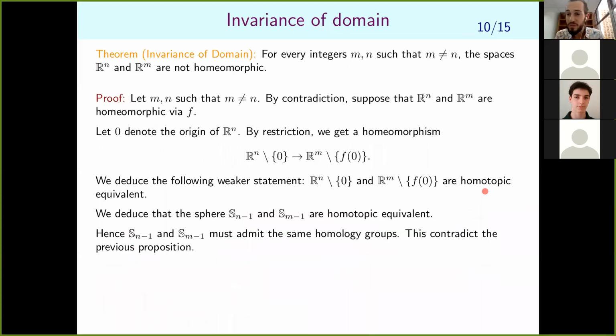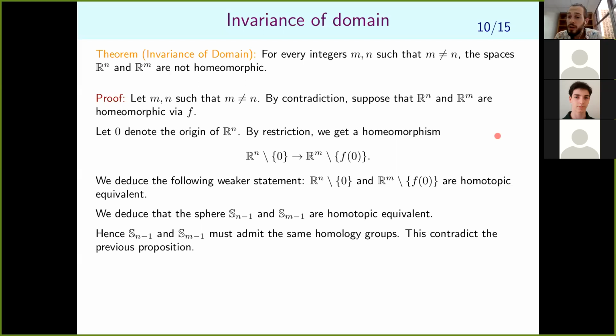So now we can prove invariance of domain, which is really great. It's a very important result in mathematics. It says that if you take two different integers, m and n, then your Euclidean spaces Rn and Rm are not homeomorphic. And so we can define the dimension.